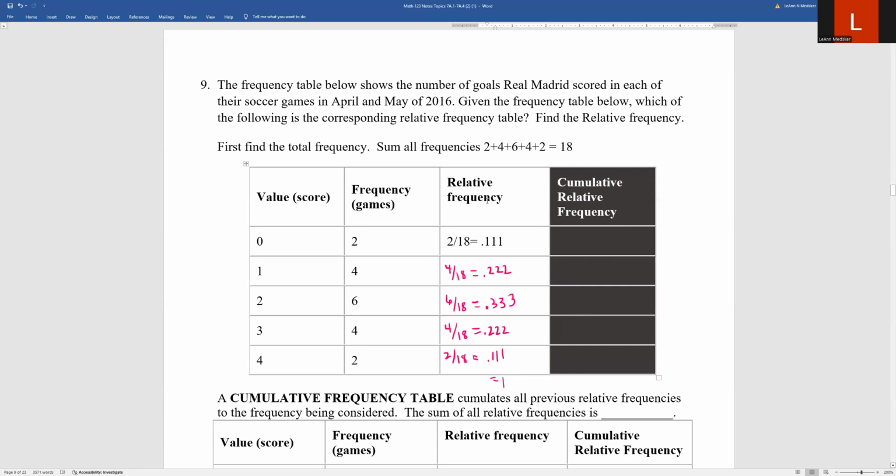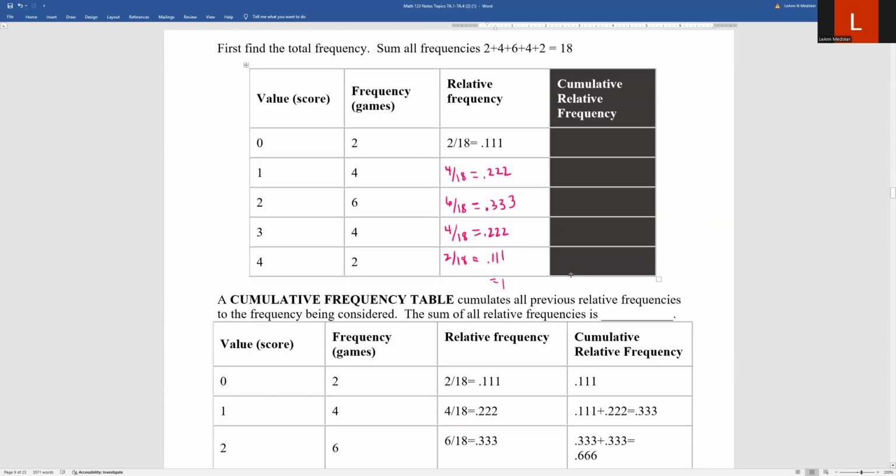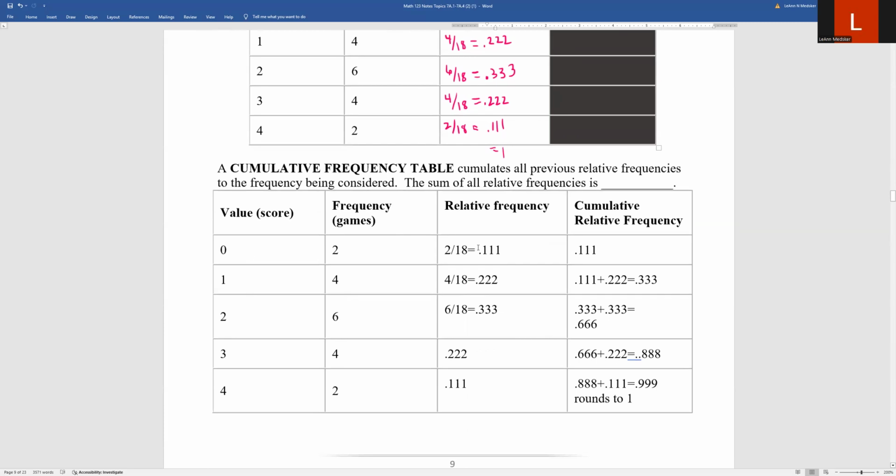This is called the relative frequency. Cumulative relative frequency means as we go down each row, we are adding the previous row to the new data, okay? So here's what I mean by that. For this first row, we've only accumulated 2 out of 18 of the gains, right? So it's still at 0.111.